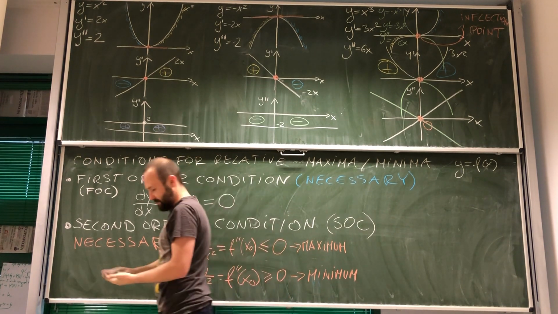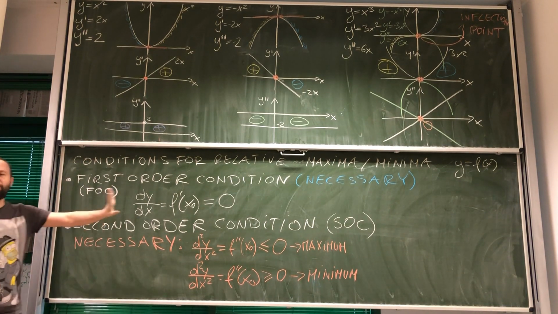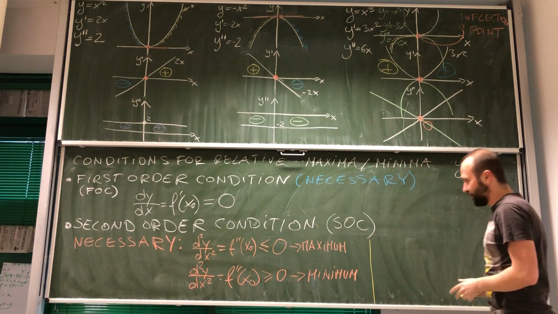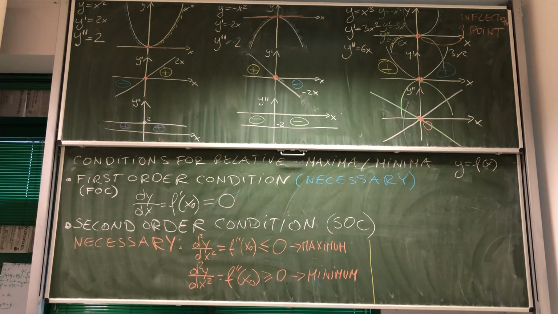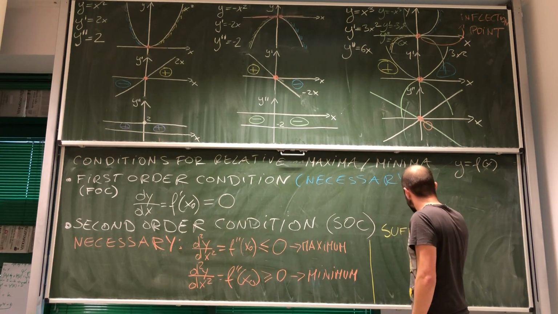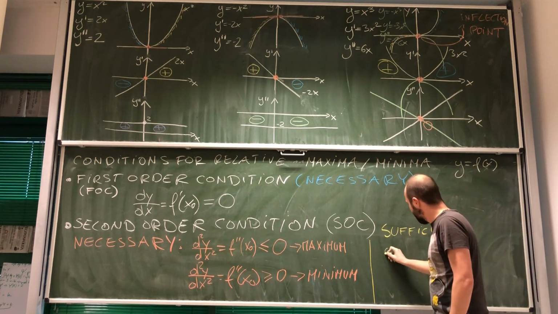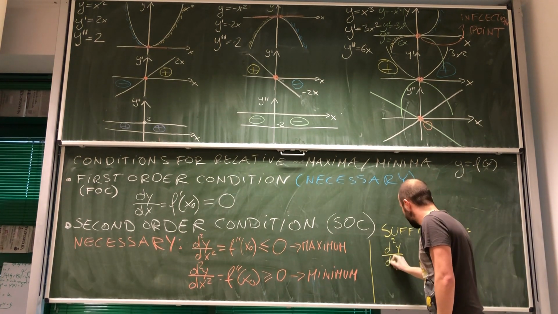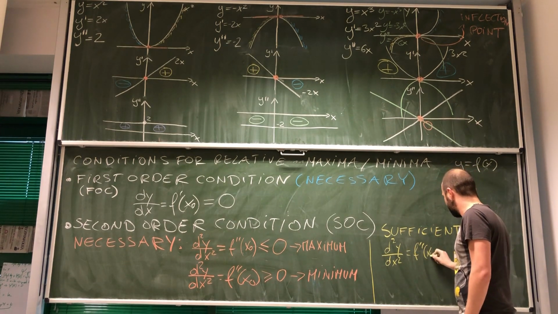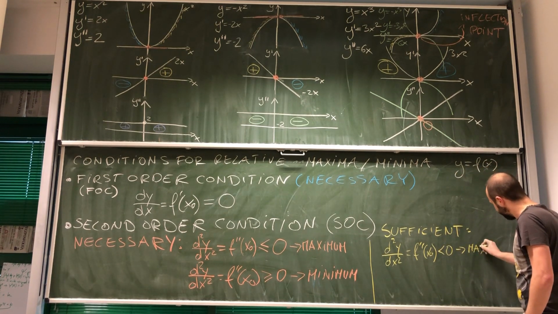Okay, and now, actually the necessary condition is more complex. I will show you the difference in a few minutes. Let me now just show you the sufficient version. And this is the version I want you to use in our class. So, sufficient says that d squared y/dx squared, equal to f double prime of x0, if it's smaller than 0, this is definitely a maximum.